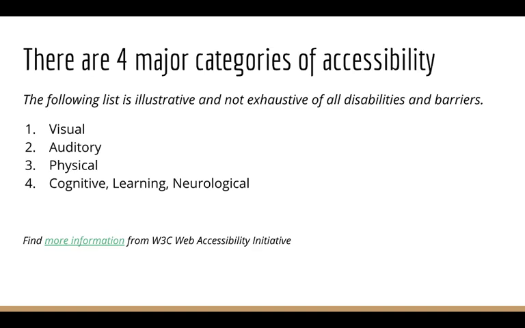Want to highlight 4 main. I mean, this isn't like an exhaustive list. I'm sure you can come up with other stuff, but these are the main categories of the disabilities and barriers that you'll see: visual, auditory, physical, and then cognitive. So there's a lot of information on the W3C website if you want to look up more specific information about what we're going to cover. It's a really good source, and they're constantly coming out with the standards and the guidelines on it.